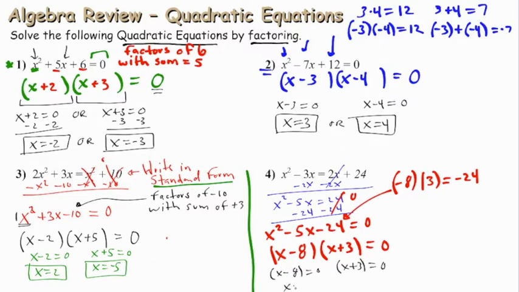And we get x is equal to 8 and x is equal to negative 3. Those are our two answers to this quadratic equation.